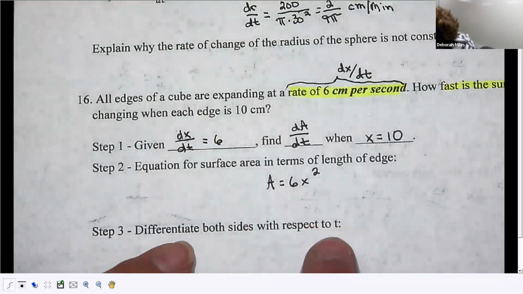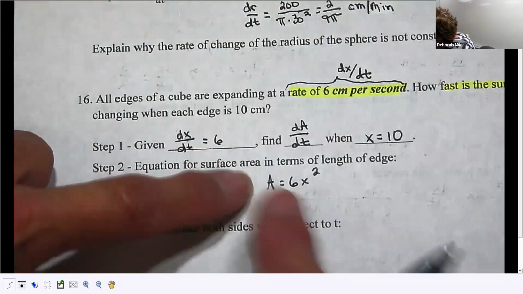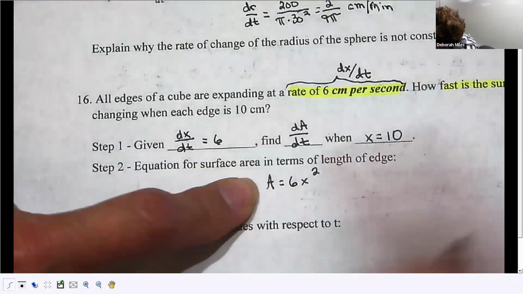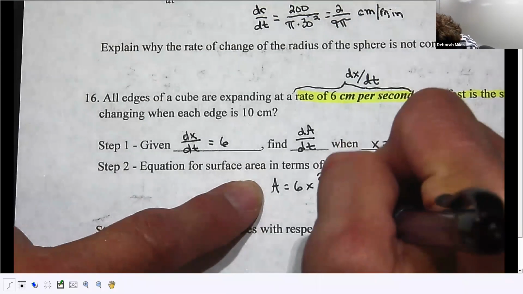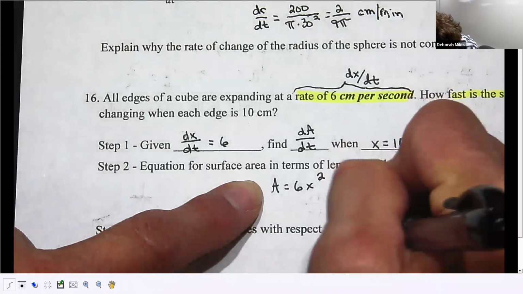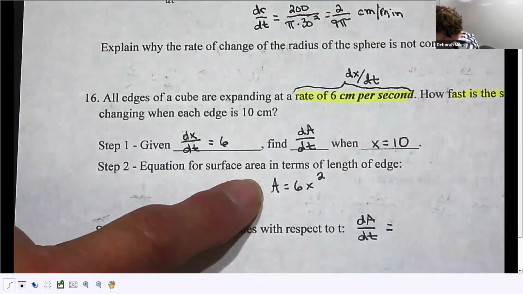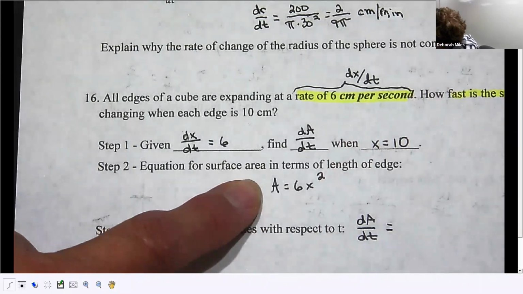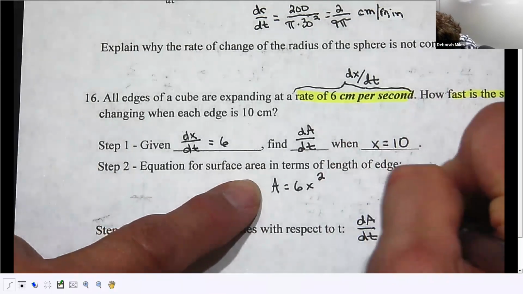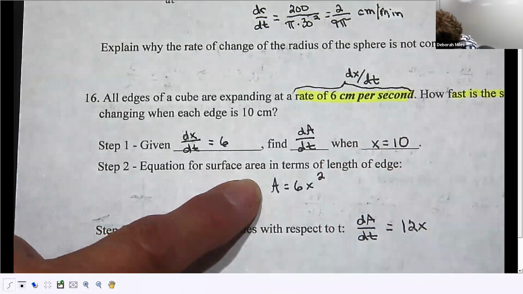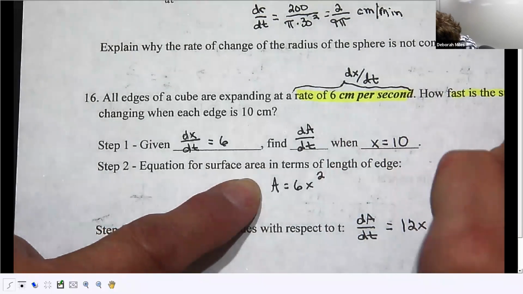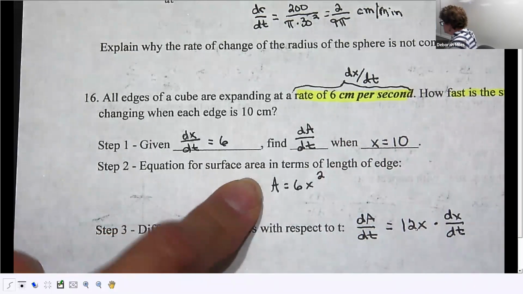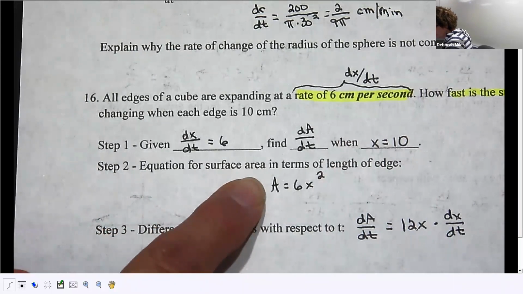All right, differentiate both sides with respect to t. The derivative of the left-hand side with respect to t is dA over dt. What is the derivative of the right-hand side with respect to t? Anything else? Yeah, that, dx over dt.